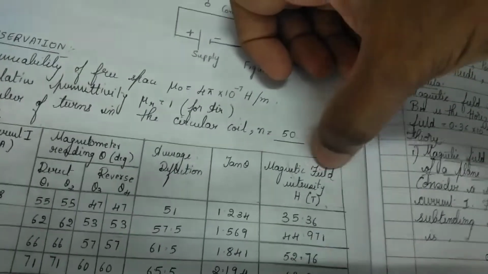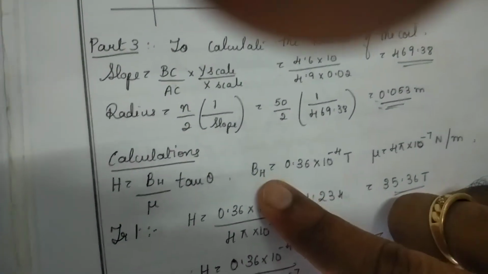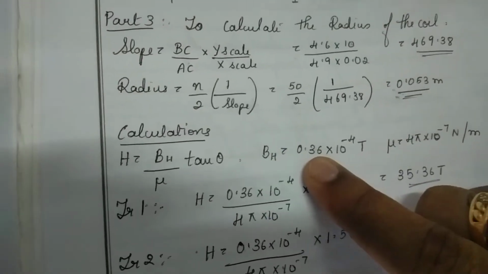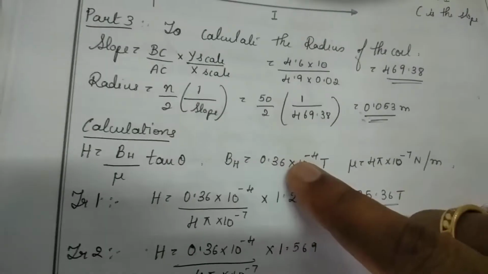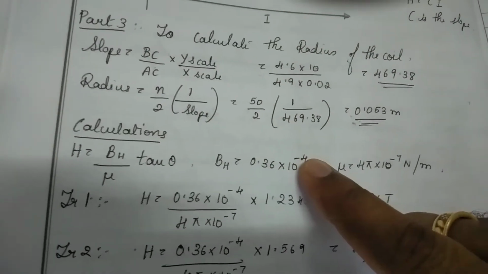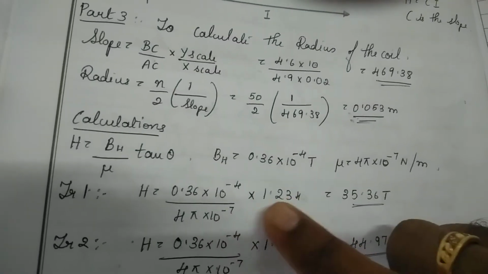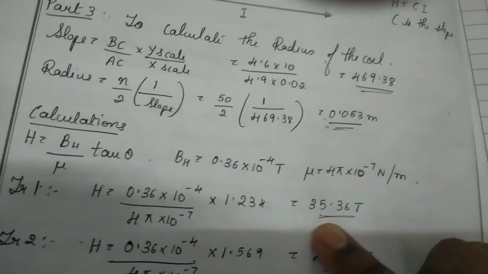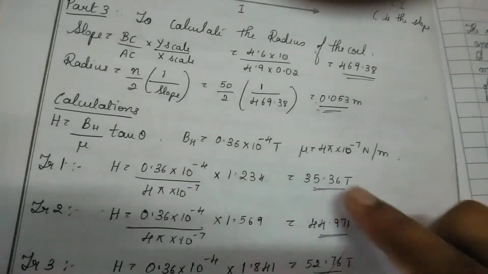Next, calculate magnetic field intensity using the formula H is equal to BH by mu into tan theta. We know the horizontal component of the magnetic field BH is equal to 0.36 into 10 raised to minus 4, and the permeability mu is 4 pi into 10 to the power minus 7 Newton per meter. When you substitute here, BH is 0.36 into 10 raised to minus 4, a constant for earth, mu is 4 pi 10 raised to minus 7, and tan theta is 1.234, that is equal to 35.36 Tesla. So this is the value of H, the magnetic field intensity.